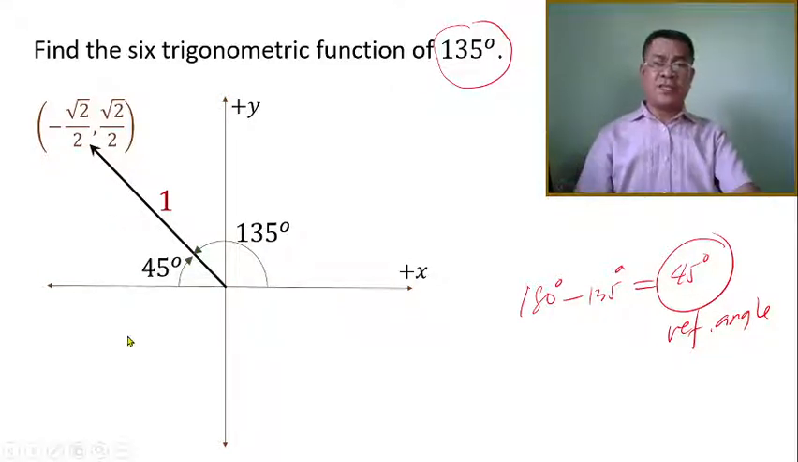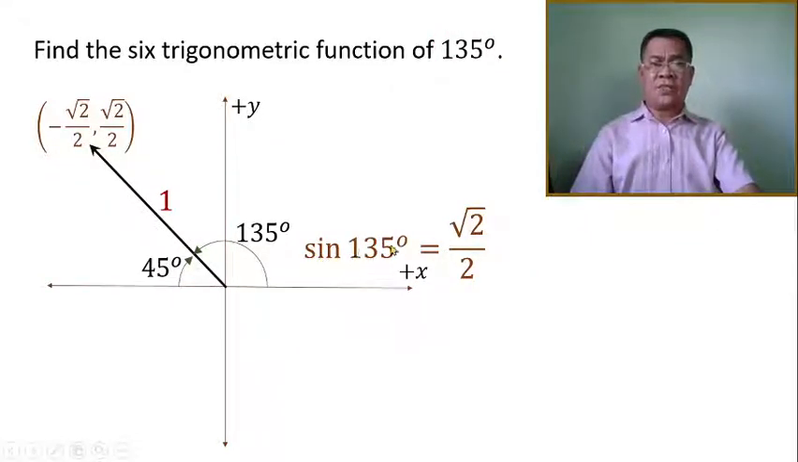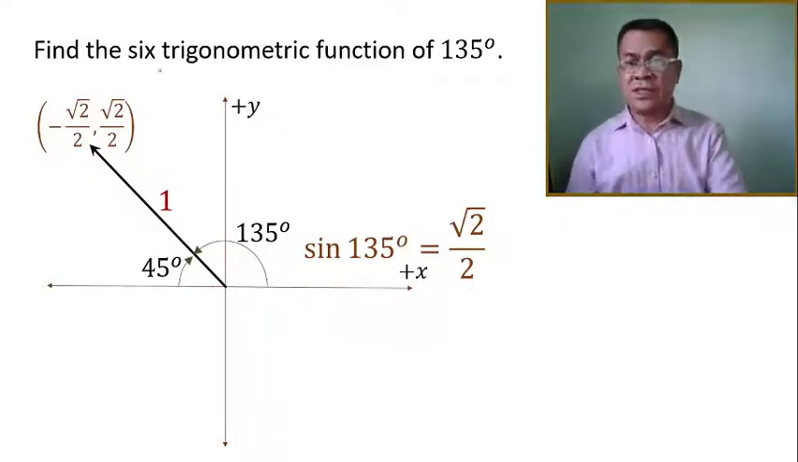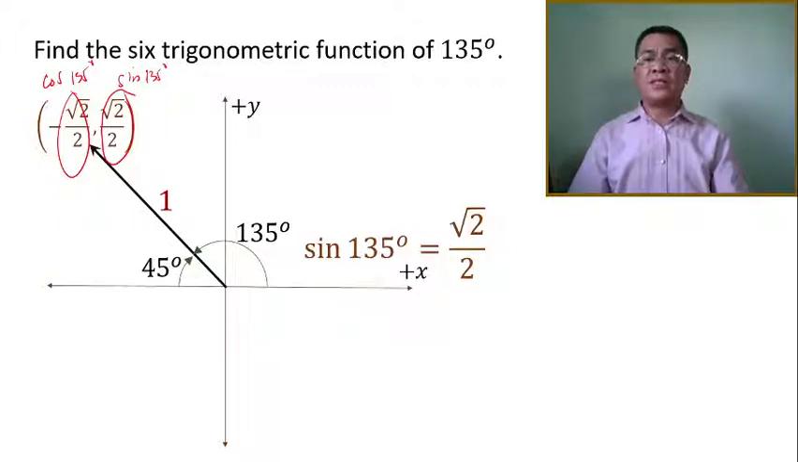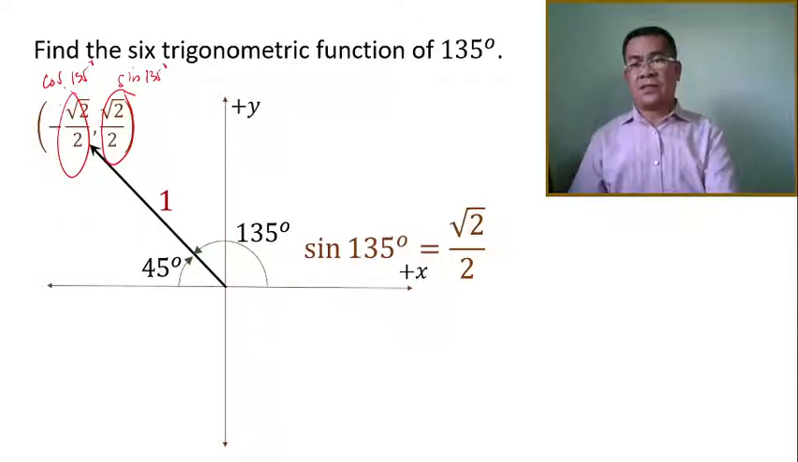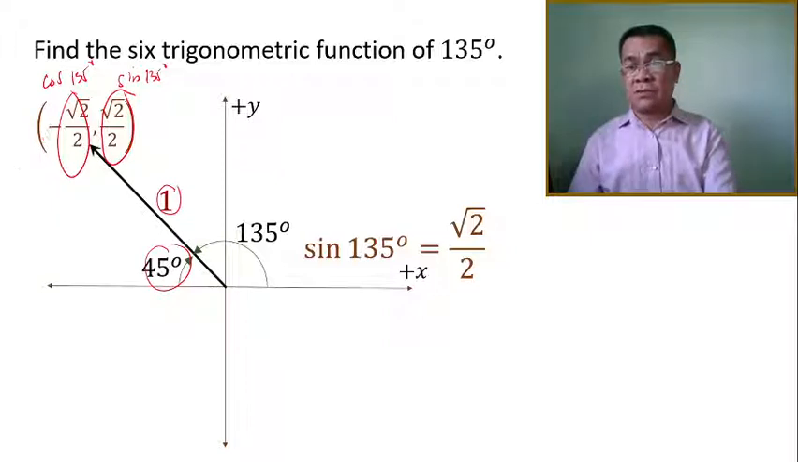So what are the six trigonometric functions? First, the sine of 135 degrees is square root of 2 over 2. Take note, this is the sine, and this is our cosine. This is the sine of the angle 135, and this is the cosine of 135. This is the principle of the unit circle. Why is this 1 unit? Because this is a special angle. And take note, the cosine must be negative because it is located in the second quadrant.